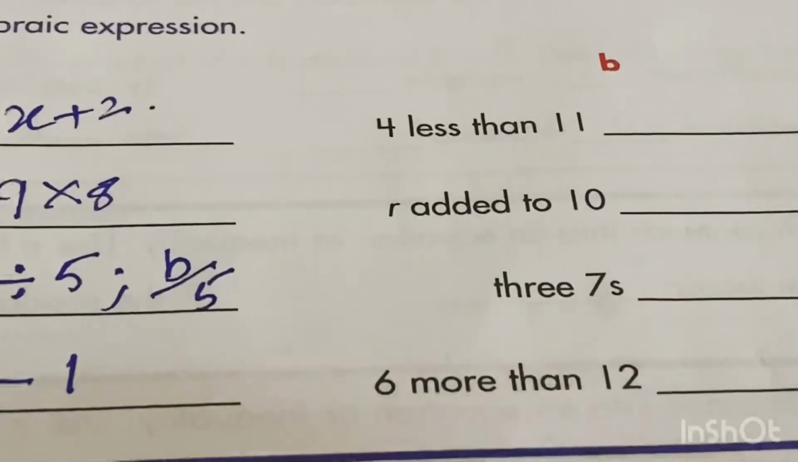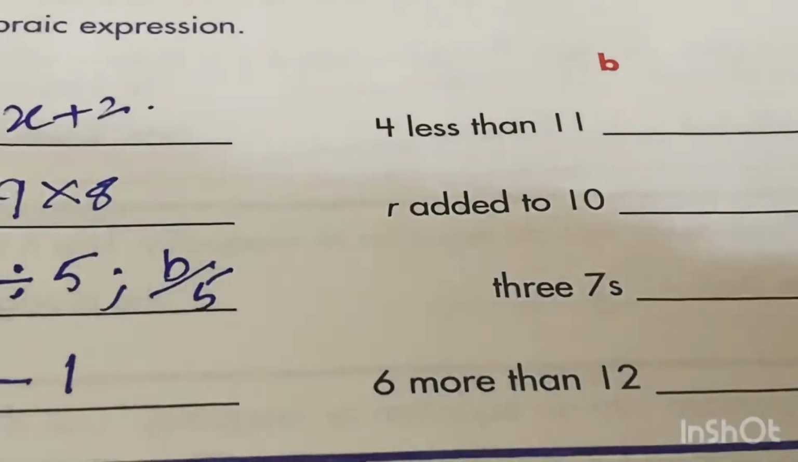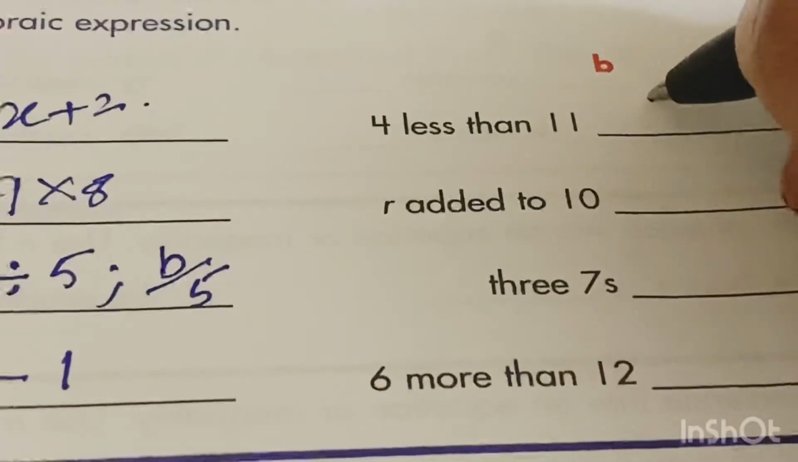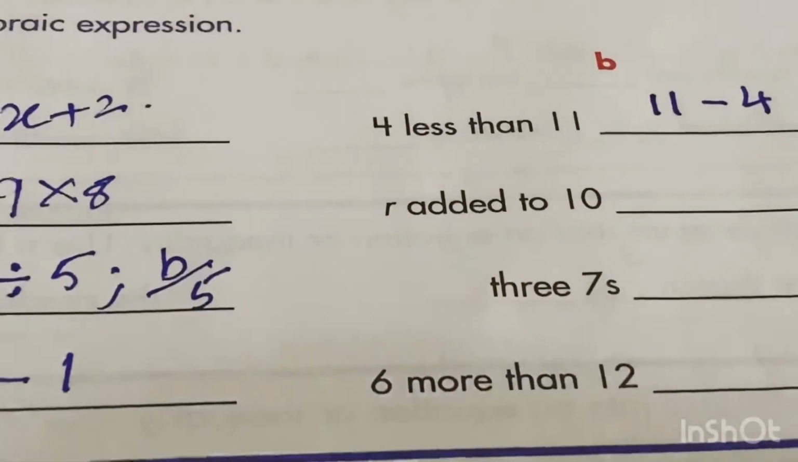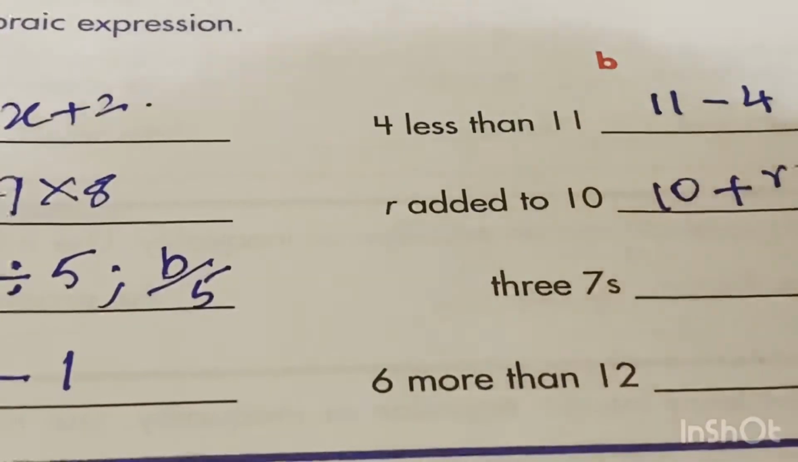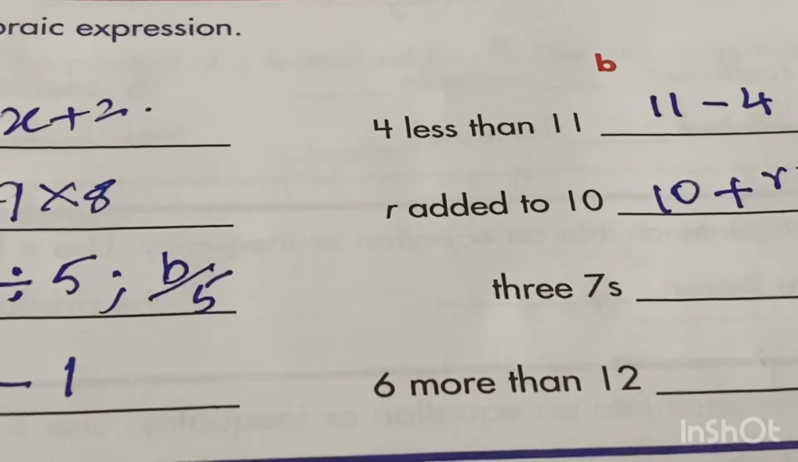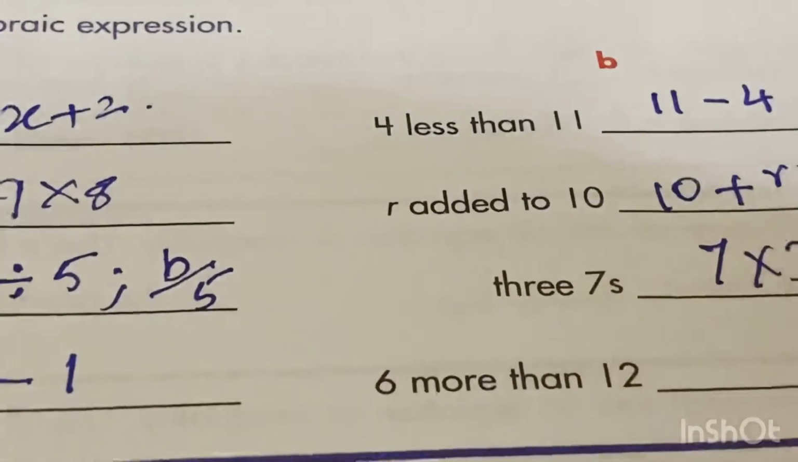This is another example, 4 less than 11. So 4 is less than 11, so what we will do is 11 minus 4. Okay, r added to 10. So r is added to 10, so what we can do is 10 plus r. Then 3 sevens. So 3 sevens is what? 7 plus 7 plus 7. So what does that mean? 7 times 3, right? So 7 times 3.